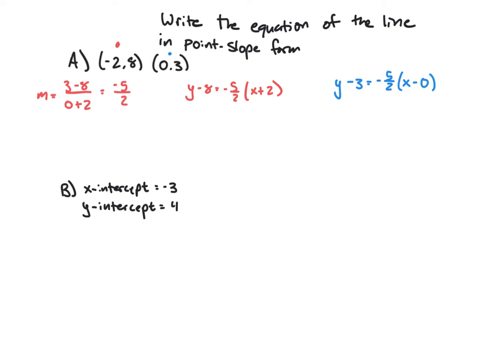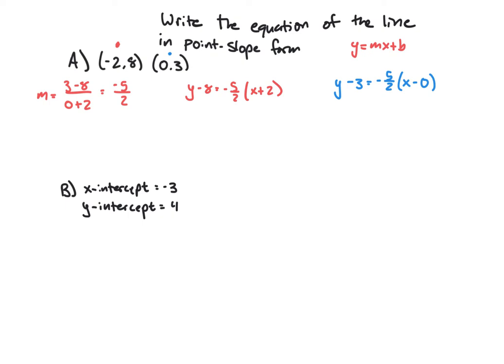Now what I mean by rewrite in slope-intercept form, here's what we're going to do. We're going to distribute and move things around until we get it in the form of y is equal to mx plus b. It has to be in that exact order. So let's go ahead and do it.